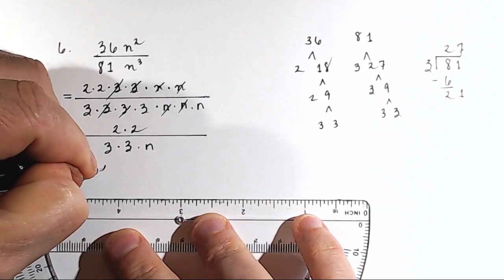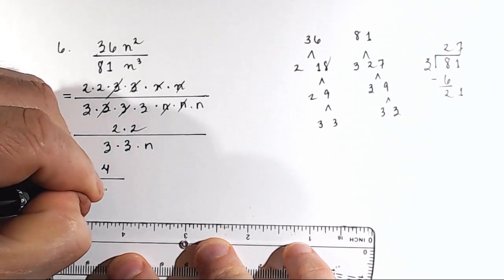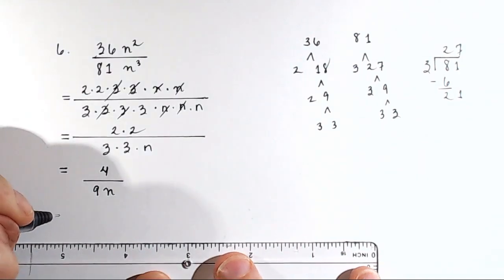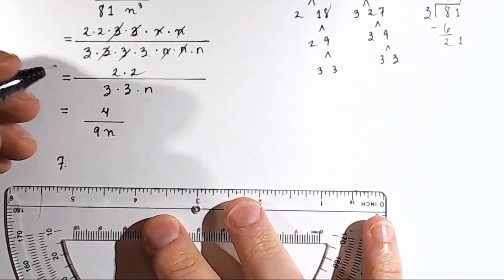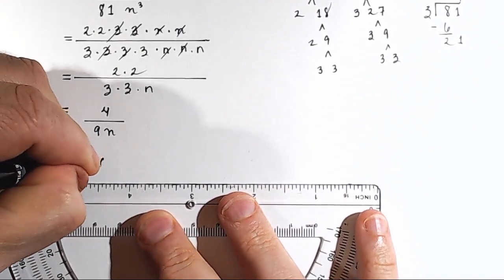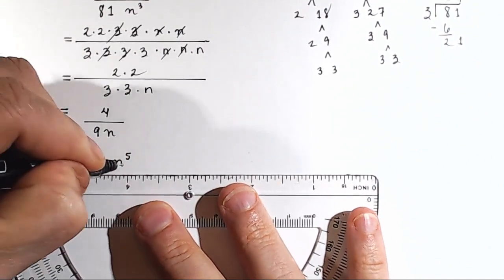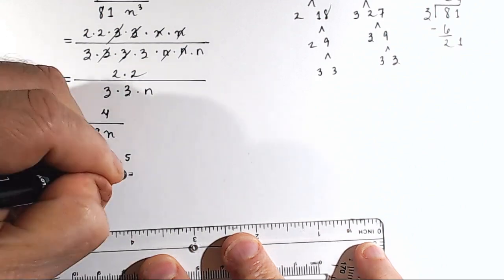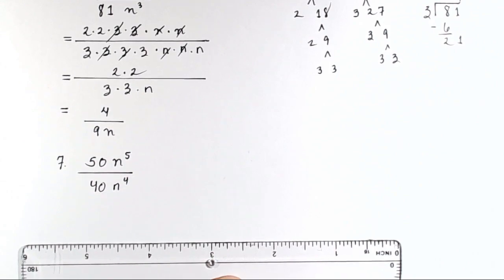2 times 2 is 4. Over 3 times 3 is 9n. 4 over 9n. Okay, it's just an alternative approach, and in some cases it's necessary, in some cases it's not. What I meant to say earlier is this method of breaking everything down to primes always works. And it will even help us in higher level math. So it's good to know this method. All right, but we don't need that method all the time.